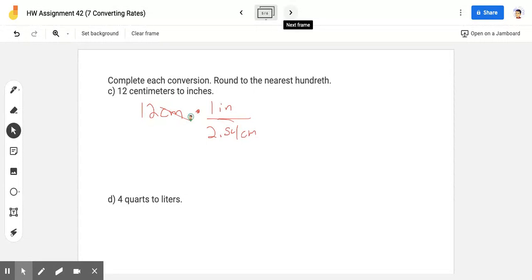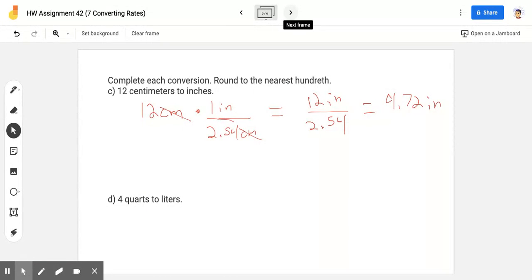Same thing when you use that dimensional analysis. I can cancel out my centimeters and I can multiply my value straight across. I would get 12 inches over 2.54. 12 divided by 2.54 is going to be about 4.72 inches. So in 12 centimeters, there is about 4.72 inches.